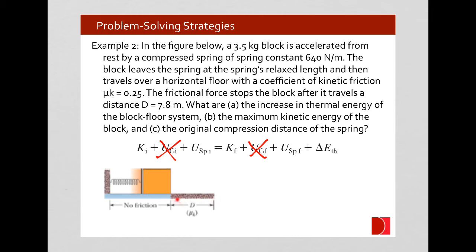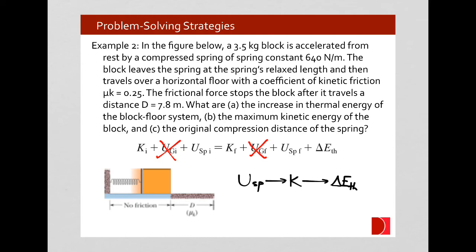Once the block starts sliding across the rough surface, this kinetic energy is leached away as thermal energy due to friction. And at the end, when the block stops, its kinetic energy is zero, and all of the energy is thermal energy. So what we're seeing in this sort of situation is we have spring potential energy, which is converted to kinetic energy, which is converted to thermal energy.